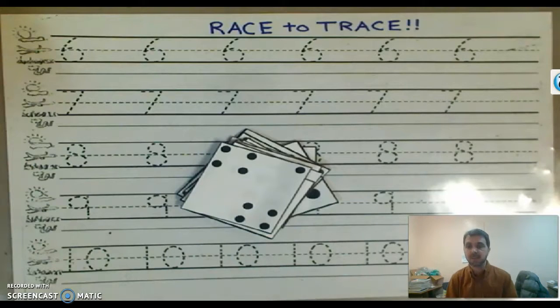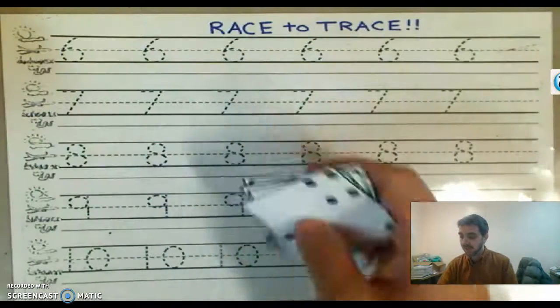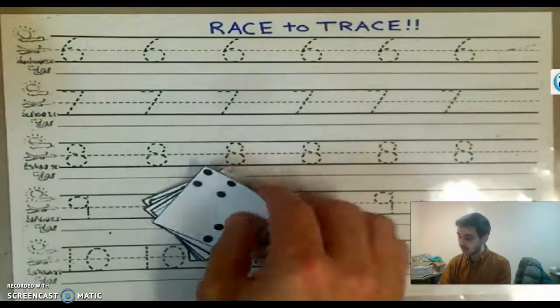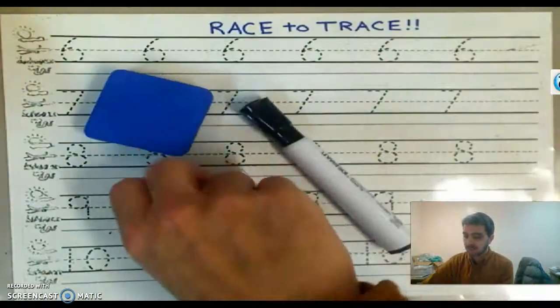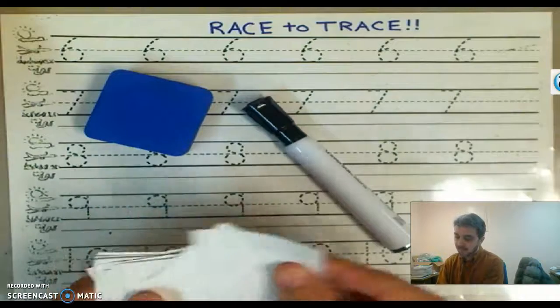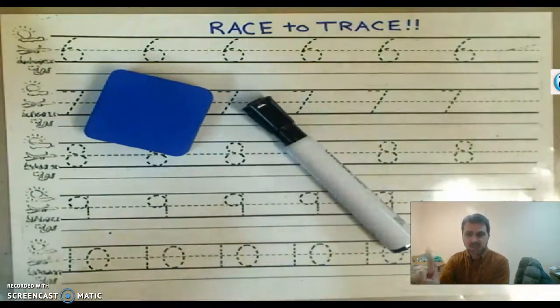All right, game time. Here we go. The first game I would like you to play today is the one you played yesterday, which is Race to Trace. All you need are the same things: your dot cards, your eraser and your marker. Remember, you turn them over, you shuffle them up, and every time you pull one, you trace it. Just play one time.